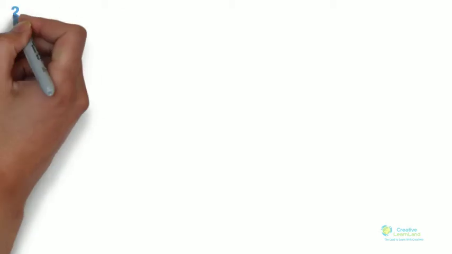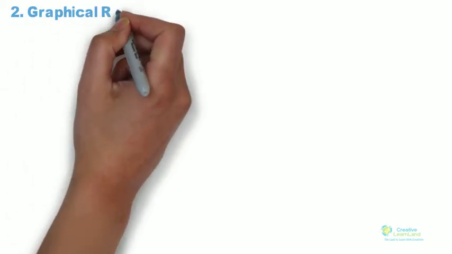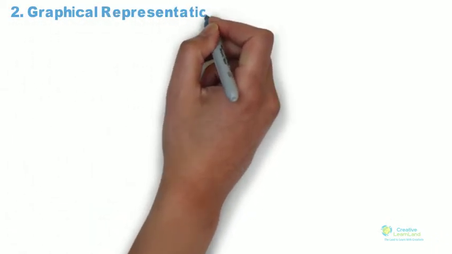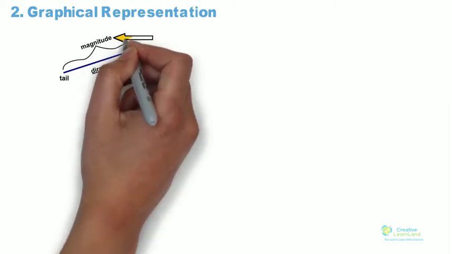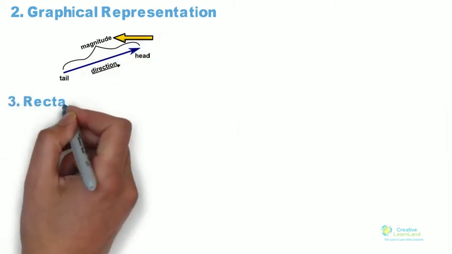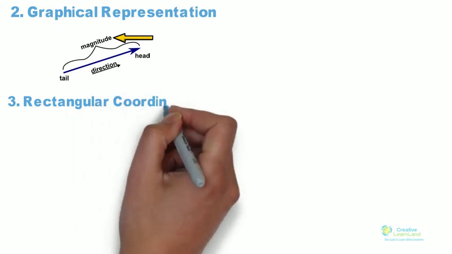Now. Number 2. Graphical representation. Vectors are represented graphically by a line segment with an arrowhead, where the length of the line segment defines the magnitude of the vector.